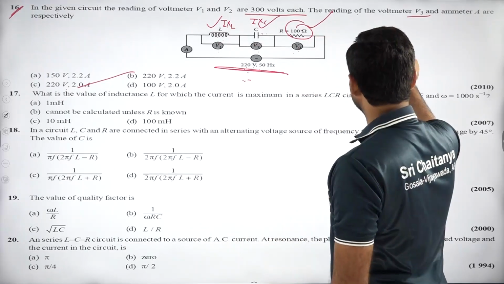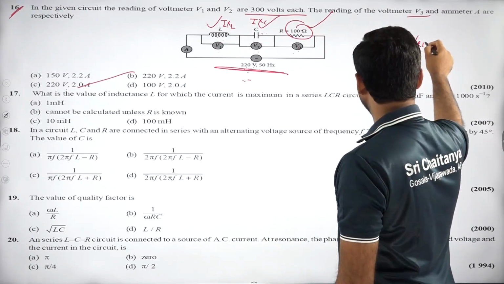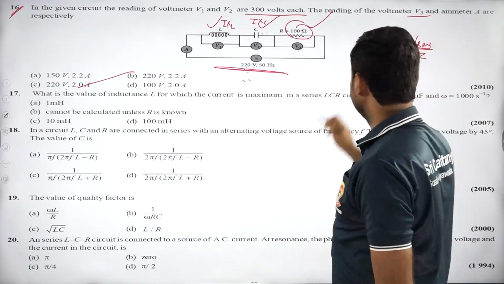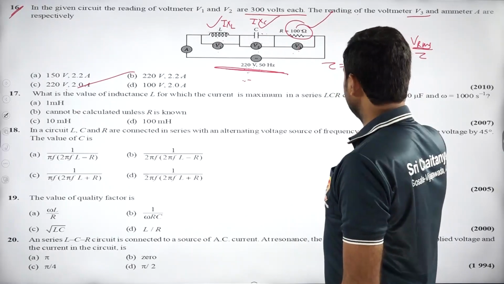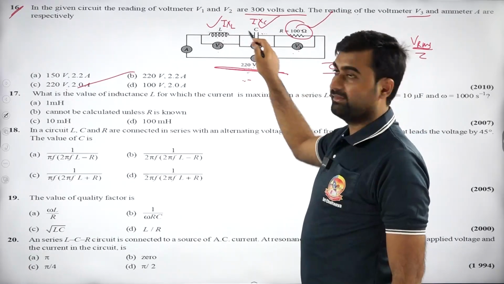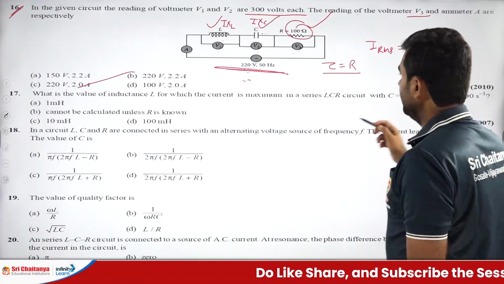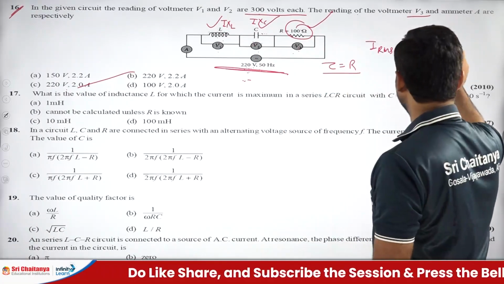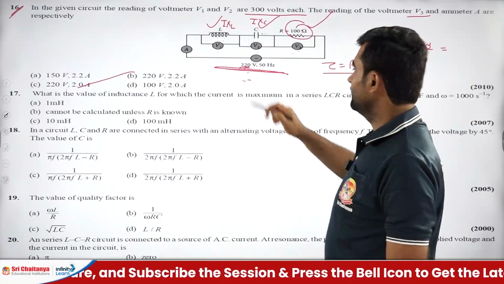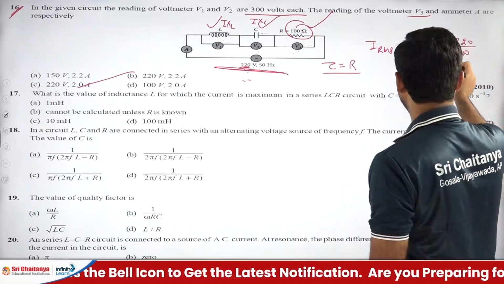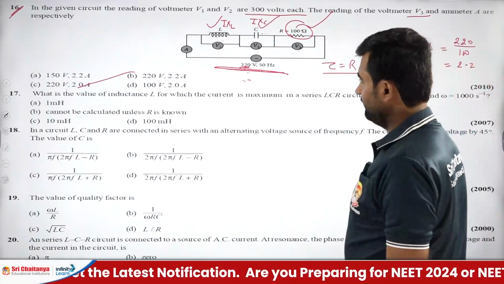So I RMS equal to V RMS by Z, and here for this particular case Z equal to R, because both will cancel out. It is the condition of resonance. R value is how much? 100. V RMS is how much? 220. So 220 by 100. So it is 2.2. Which option?